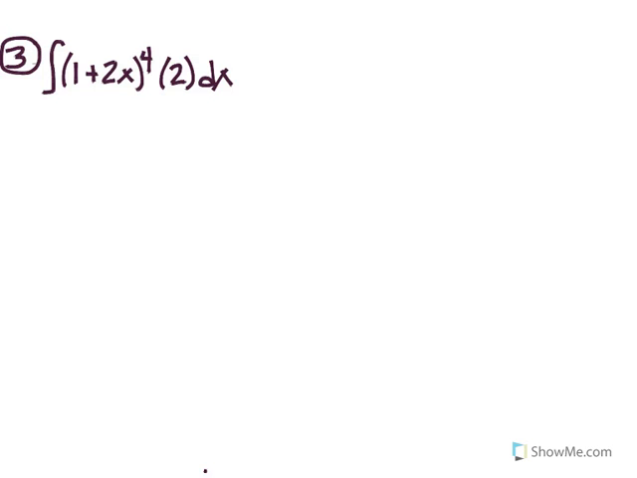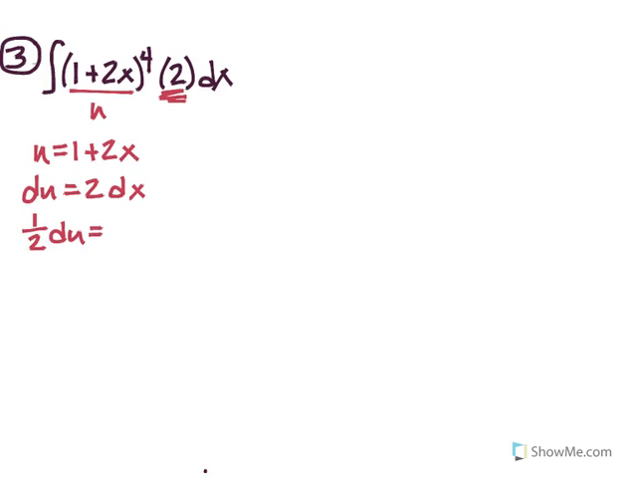So again, we need to check what's going to be our u. Okay, now let's take a look at the first term. The derivative of 1 plus 2x is 2. That is sitting right here. This is going to be our u. So u equals 1 plus 2x, du would be 2 dx. Solve for dx, that would be 1/2 du equals dx, and now we substitute.